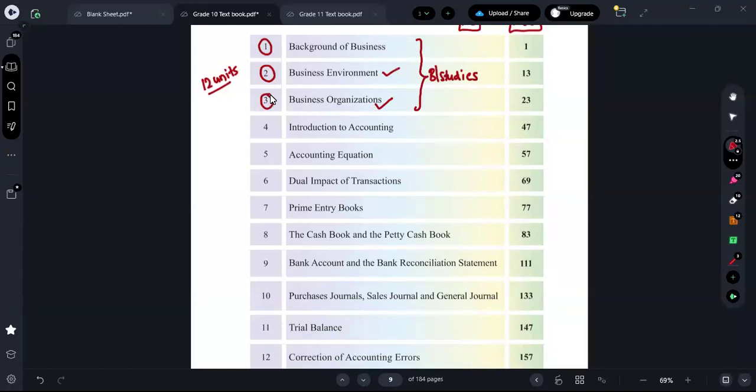Even if you study a business studies unit in grade 11 all of a sudden, definitely you will understand it, guys, 100%. Why? Because it's not connected to one another. Without studying units 1 and 2, you can study unit 3. Without studying unit 2, you can study unit 3. It's the nature of the subject business studies.